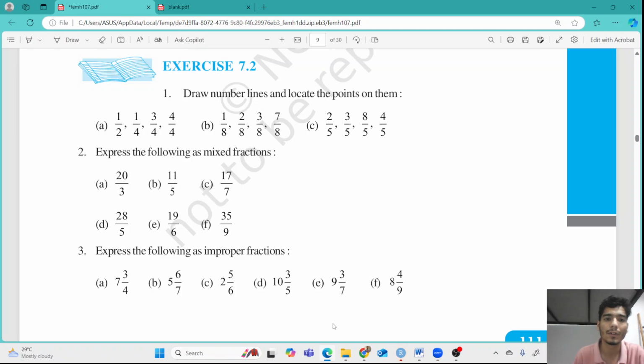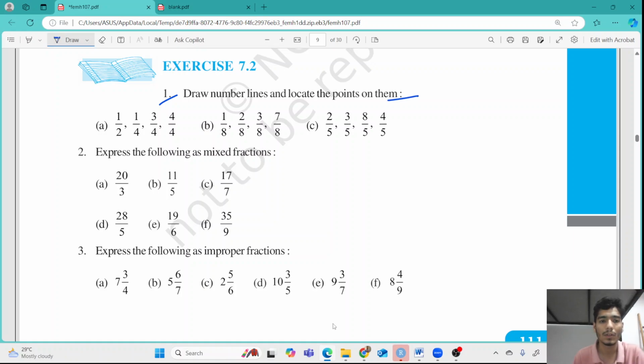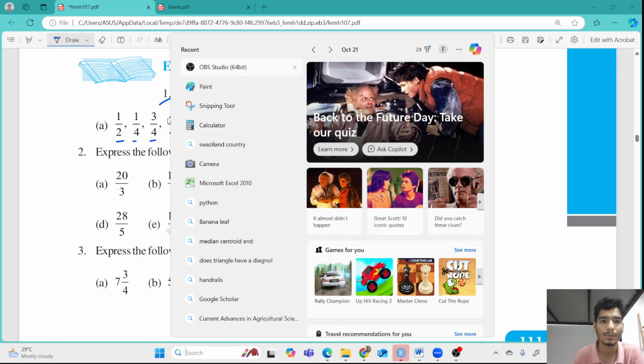तो first question which they have given is draw number lines and locate the points on them. तो यहाँ पे अपन को दे रखा है 1/2, 1/4, 3/4 एंड 4/4. इसको हम कैसे कर सकते हैं? I'll show this on paint to you.